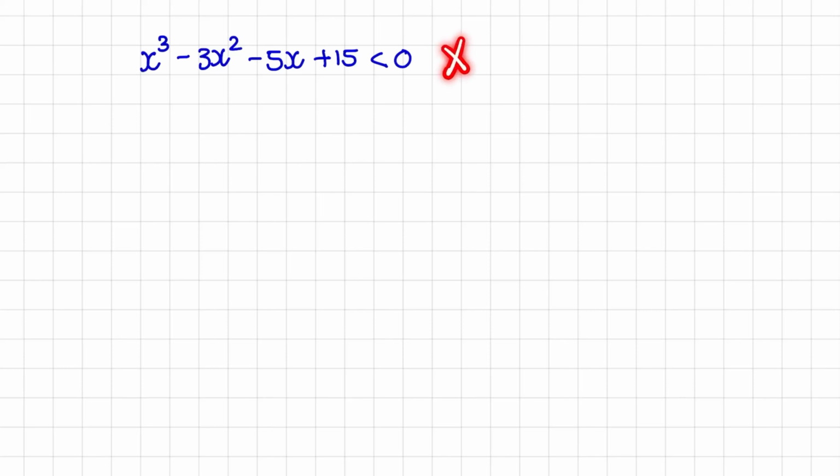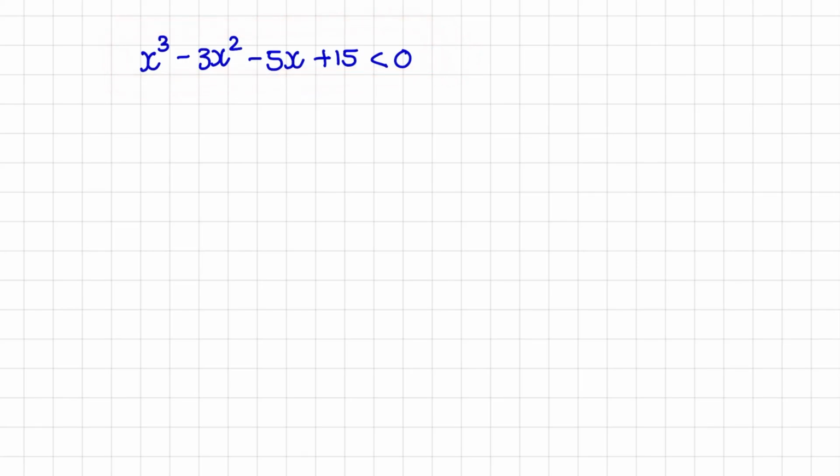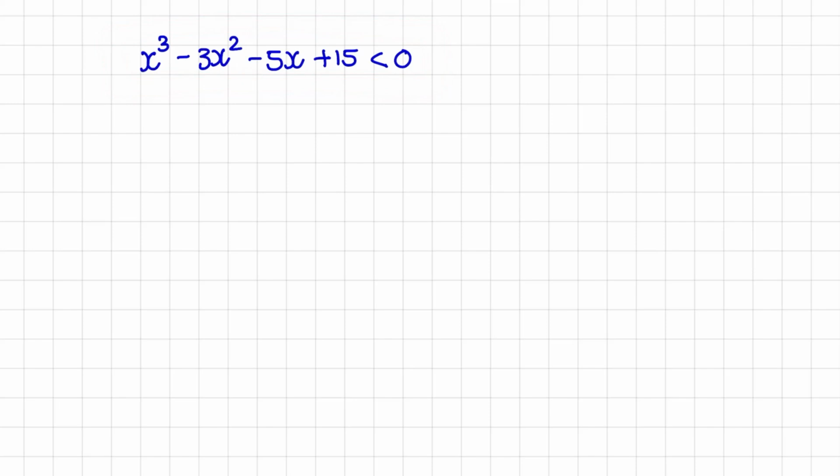This is our sixth and final video tutorial on polynomial inequalities. And here we have x cubed minus 3x squared minus 5x plus 15 smaller than 0. And we want to find the values of x that will satisfy this inequality. So all the values of x that will make this expression negative or smaller than 0.